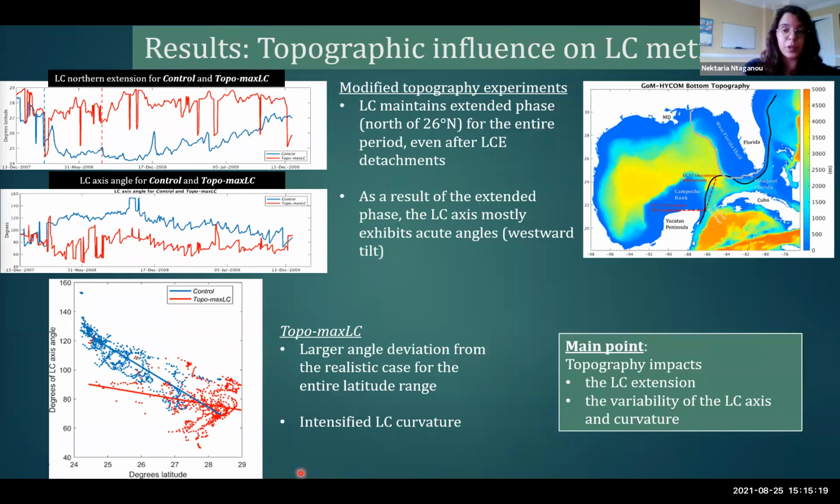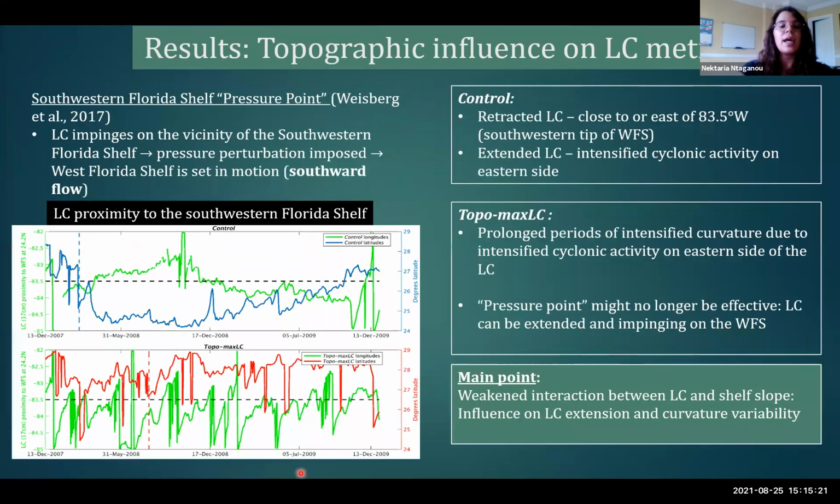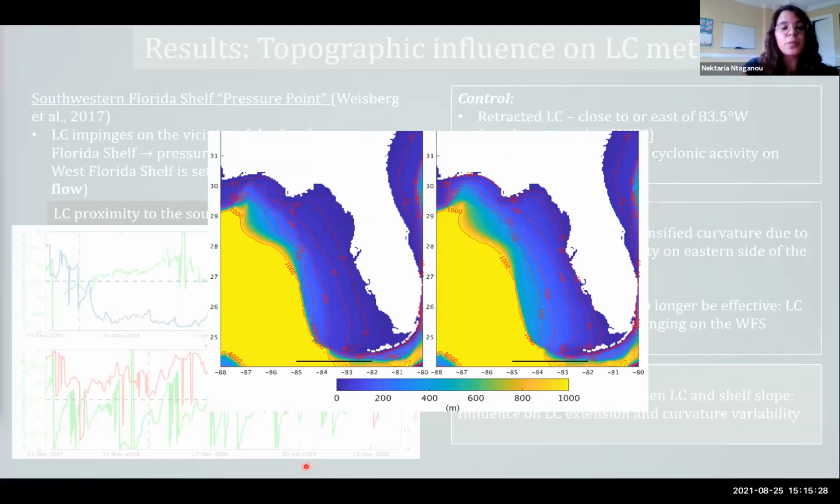I would like now to introduce the theory of the southwestern Florida shelf pressure point. The pressure point is located at the region of the Dry Tortugas in the southwestern Florida shelf, and it's characterized by a strong topographic gradient. It is a very important region because if you look at the topography of the West Florida shelf, all the isobaths end up wrapping around the Dry Tortugas.